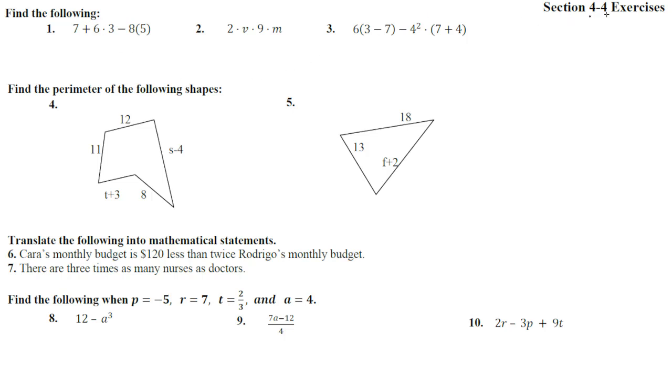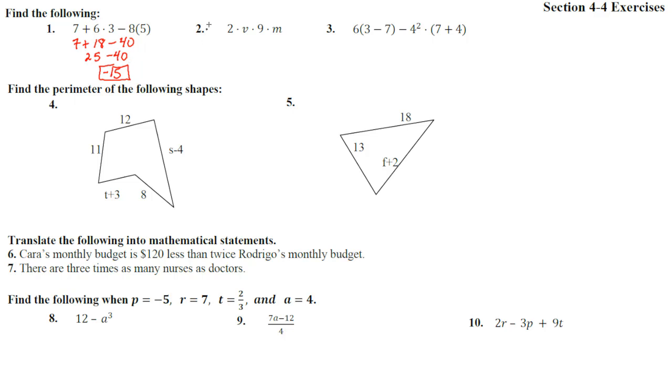Here we are in section 4-4, exercises 1 through 10. Find the following. Here we're using the dot for multiplication. It's just order of operations. So 7 plus 6 times 3 is 18 minus 8 times 5 is 40. 7 plus 18 is 25 minus 40. So this is the same as 40 minus 25 is 15, but the negative one is stronger, so the negative one wins. So we have negative 15.